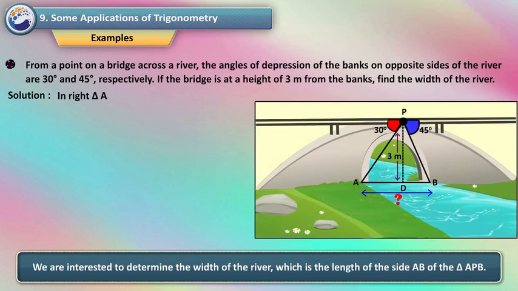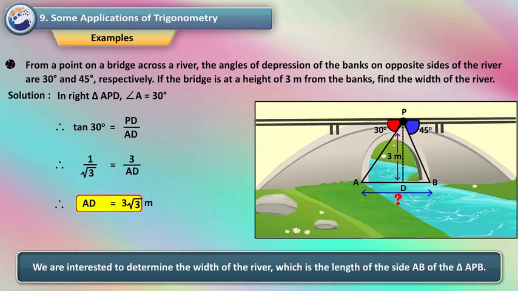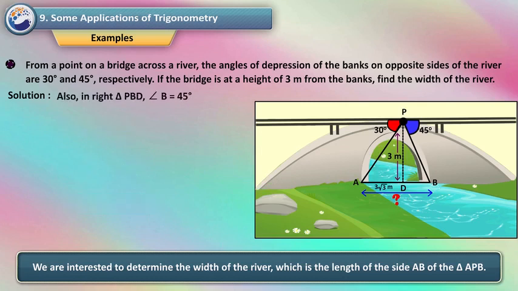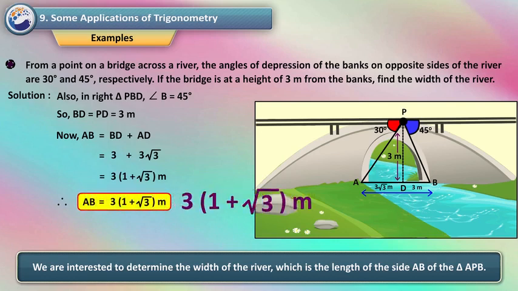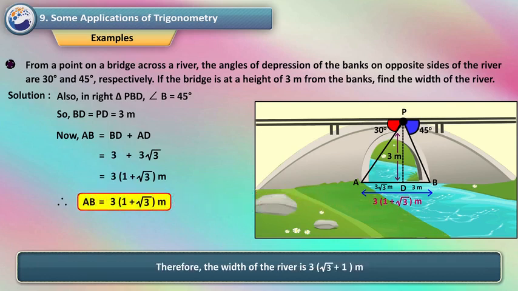In right triangle APD, angle A equals 30 degrees. So, tan 30 degrees equals PD upon AD, that is 1 upon root 3 equals 3 upon AD, or AD equals 3 root 3 meters. Also, in right triangle PBD, angle B equals 45 degrees. So, BD equals PD equals 3 meters. Now, AB equals BD plus AD equals 3 plus 3 root 3 equals 3 into 1 plus root 3 meters. Therefore, the width of the river is 3 into root 3 plus 1 meters.